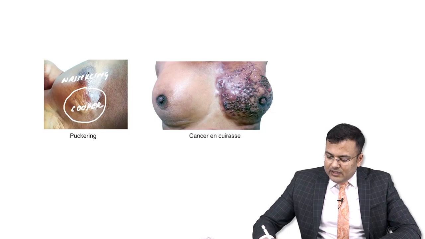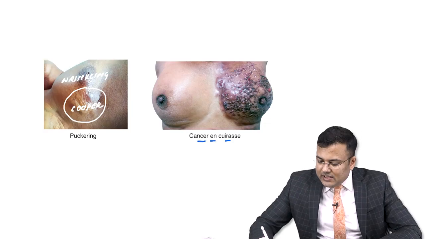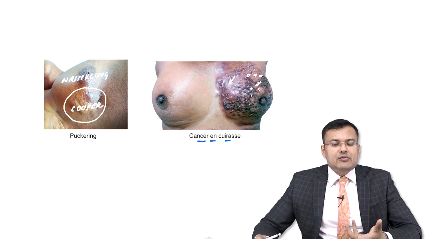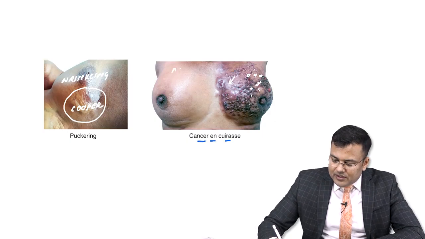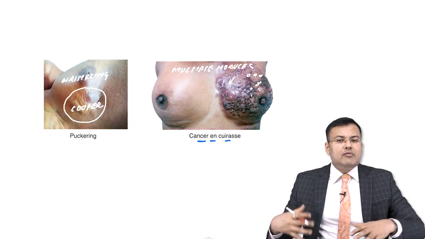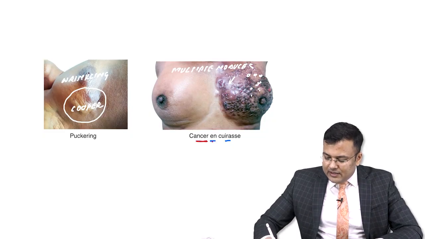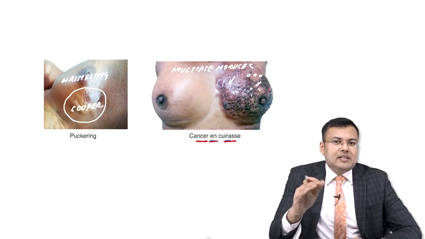After that, you can see this is cancer en cuirasse. What you can notice in this image is multiple nodules and ulceration involving breast skin and chest wall. The name is important: cancer en cuirasse. I'm repeating again, peau d'orange is one of the frequently asked image-based questions.